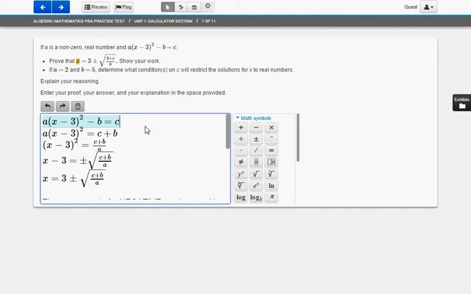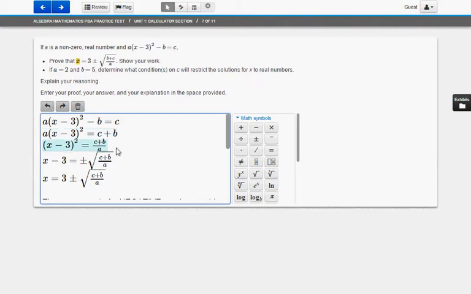We always get the constants or the plain terms moved to one side first, as if this was a problem that had numbers there instead, with more numbers and fewer variables. So I would add B on both sides, and that would give me A times x minus 3 quantity squared is equal to C plus B. The next thing that I would do now is divide by the A on both sides. So I have x minus 3 quantity squared is equal to C plus B over A.